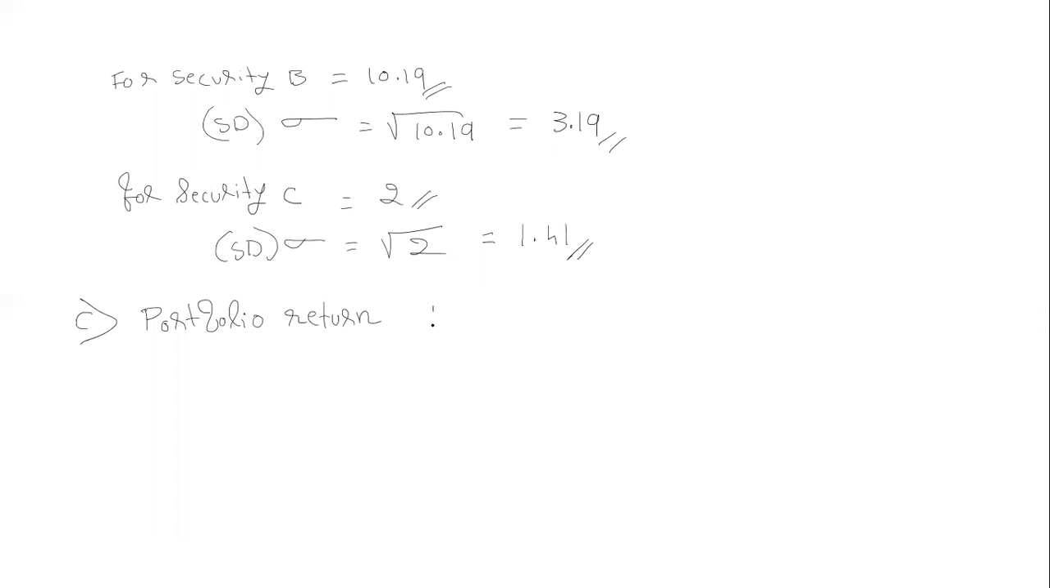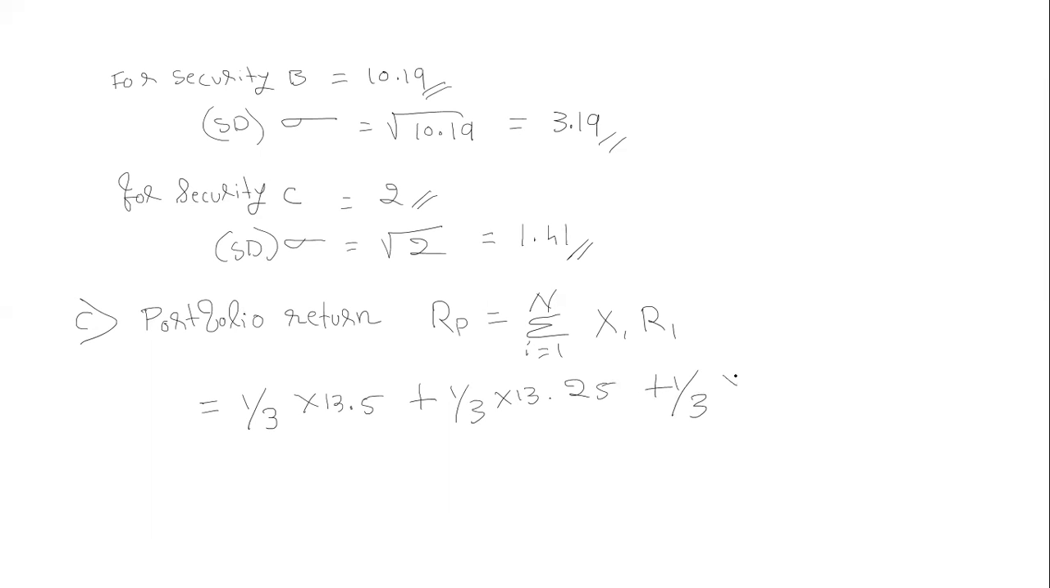So portfolio return, we know the formula: RP, return of portfolio, is summation i is equal to 1 to N of Xi Ri, that is nothing but the portion, how much we are investing, and the return. So portfolio return is equal to, let's put the values, 1/3 into 13.5, that is for security A, plus 1/3 in security B, that is again 13.25, plus 1/3 in security C, so the return for security C is 12.